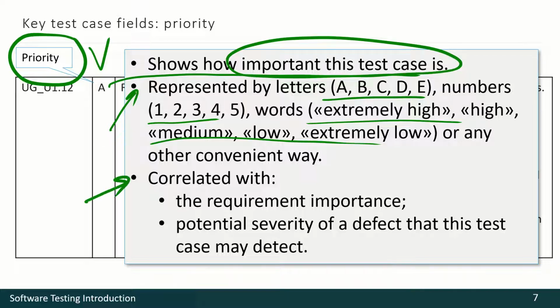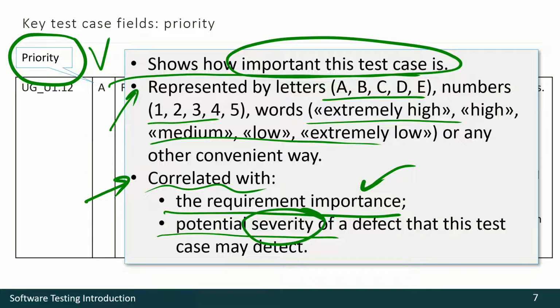What is it correlated with? The requirement importance. Usually, the more important requirement this test case is related to, the more important this test case itself is. And it may be related with potential severity of a defect that this test case may detect. So, the more severe the defect it may detect, the more high priority this test case has.